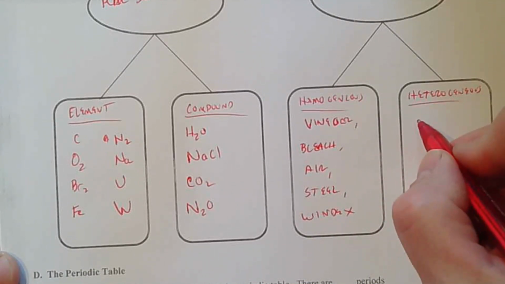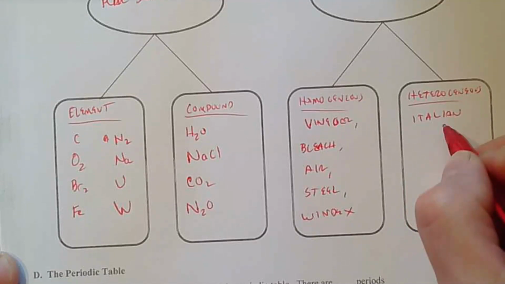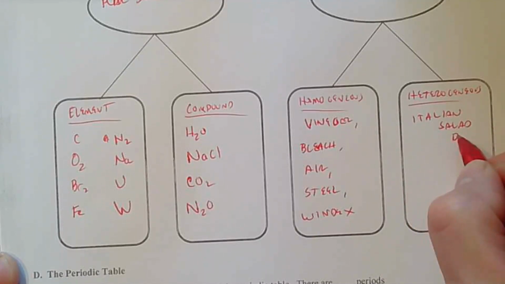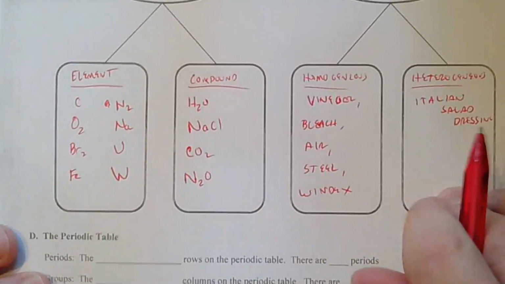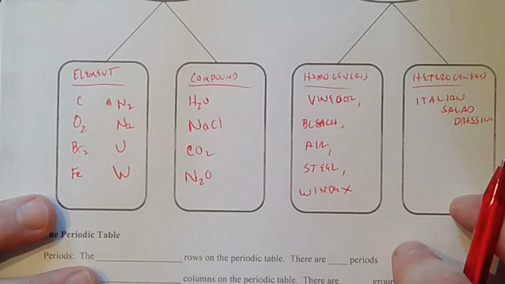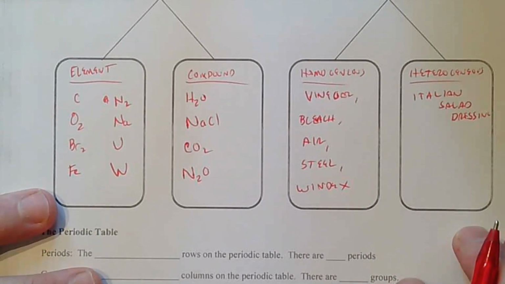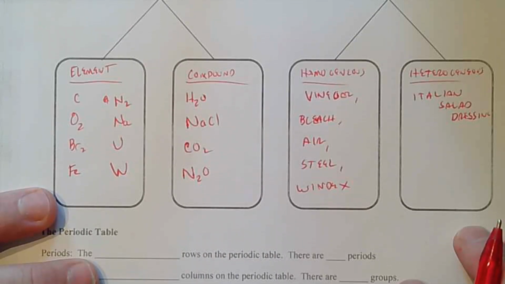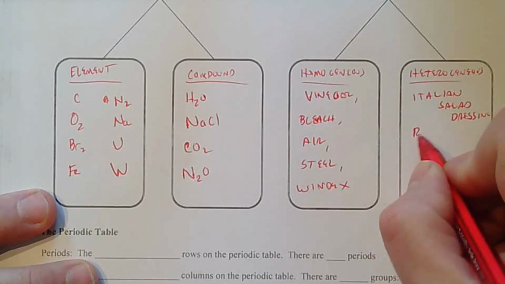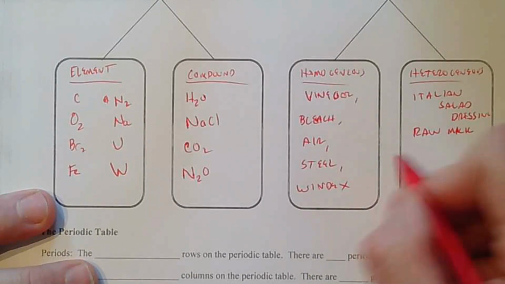Heterogeneous would be like Italian salad dressing. Right? Those typically contain a mixture of oil and vinegar. And you notice the oil and the vinegar don't mix well. You've got to shake the bottle up before you use it. And then if you let it sit, it'll separate once again. Like I said, raw milk, that will separate. Salad.